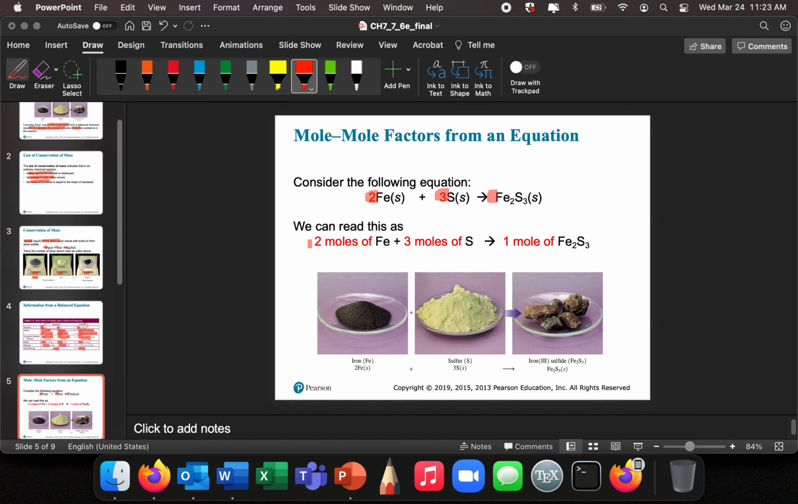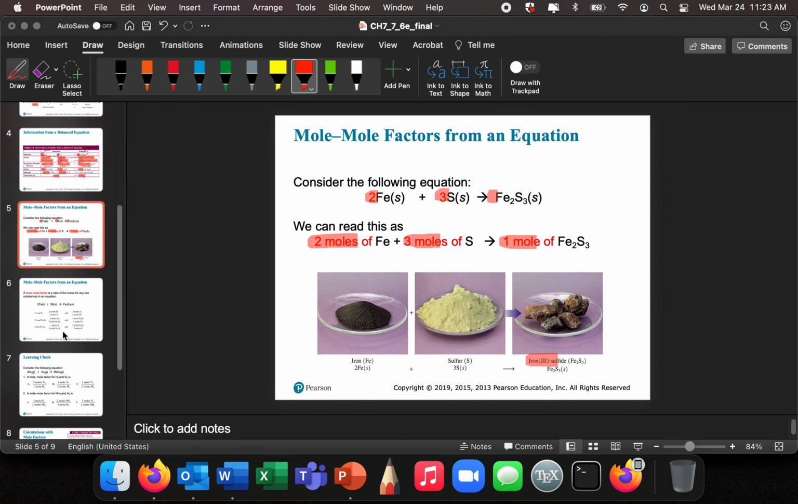Okay, so we can read it like this: 2 moles, 3 moles, and 1 mole, right? That means that our balanced reaction now gives iron 3 sulfide, right? There it is, iron 3 sulfide. Now, what can we do with that? Let's look at the conversion factors we can get there.